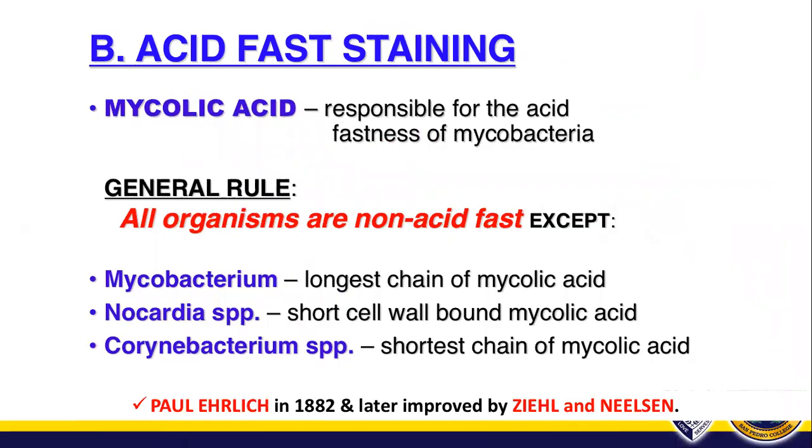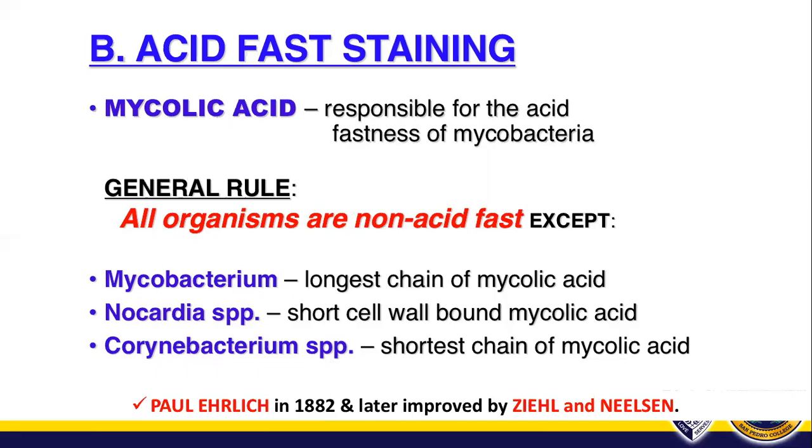Okay, moving on to acid-fast staining. This is the second most common differential staining method in the bacteriology laboratory. There are some bacteria that have the ability to retain the primary stain and resist the acid decolorization process. Thus, they're called acid-fast. Their acid fastness is said to be due to the presence of mycolic acid in their cell walls. Mycolic acids are long carbon atom chains.